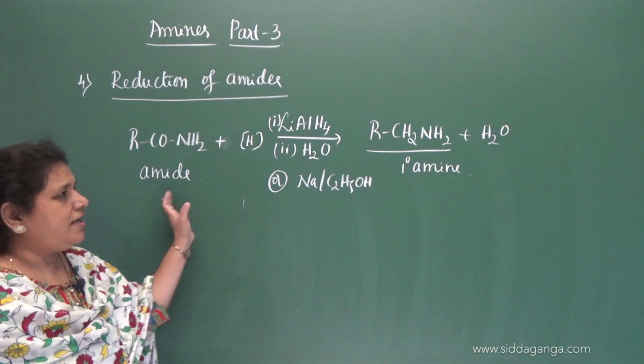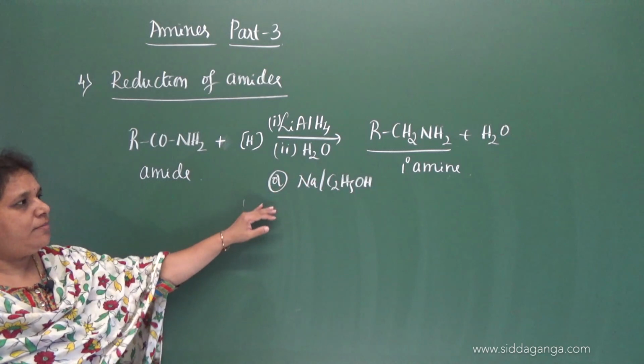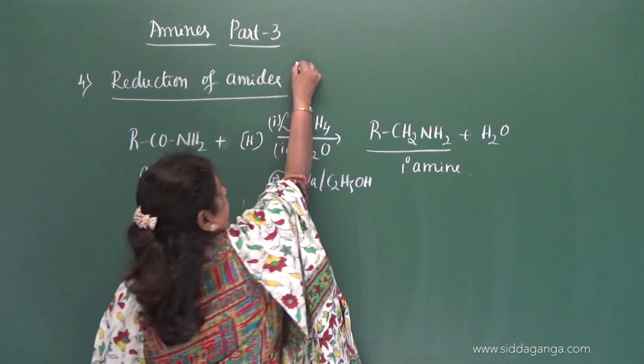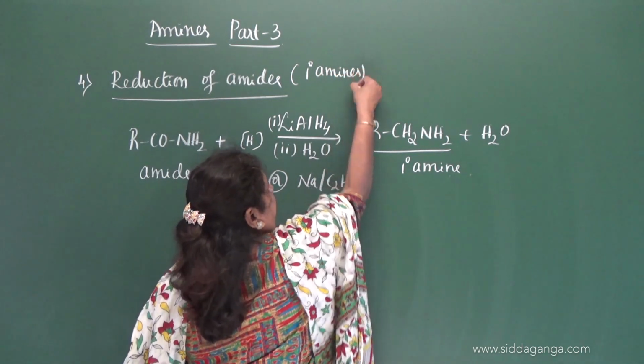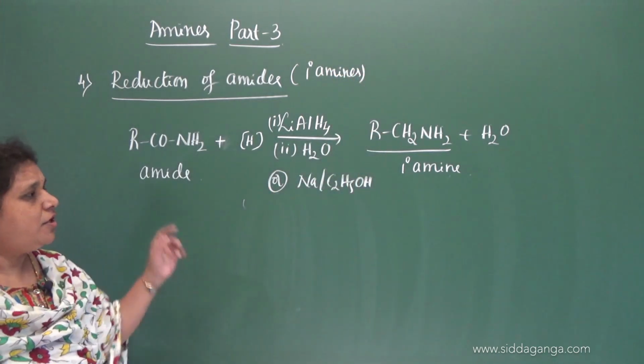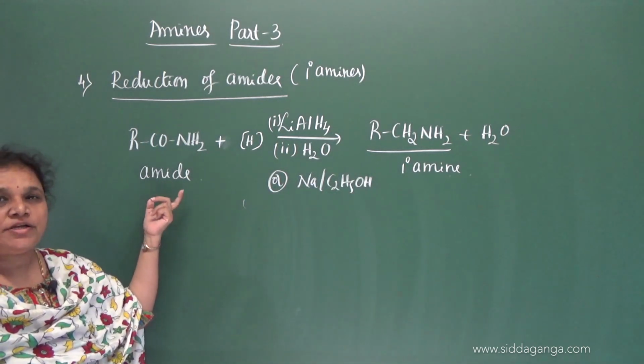So amide gets reduced to primary amine. Here you can prepare both aliphatic and aromatic primary amines. It is the method to prepare primary amines, both aliphatic and aromatic, by the reduction of the respective amide.